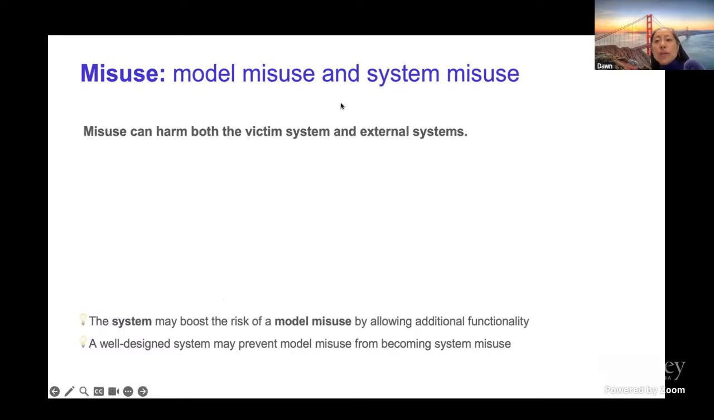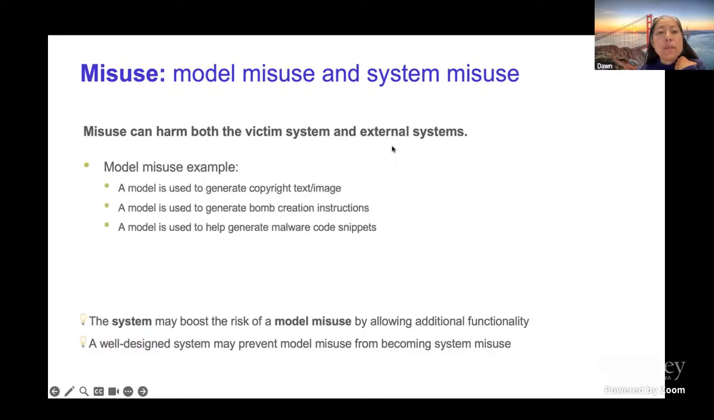So we also want to talk a little bit about not only that the models and systems can be attacked, but also that the models and systems can be misused as well. Essentially, agent misuse can harm both the victim system, the system itself, as well as the external systems. And also when we look at this, we can look at misuse at both levels, the model misuse and system misuse.